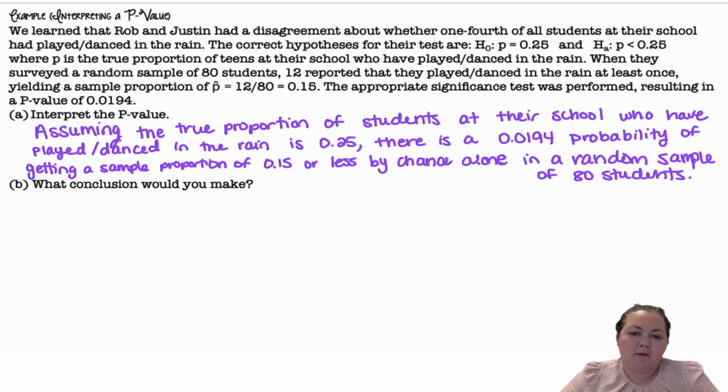So when you're interpreting the p-value, you're going to say, assuming the null hypothesis is true, there is a p-value probability of getting what you got or something more extreme purely by chance.